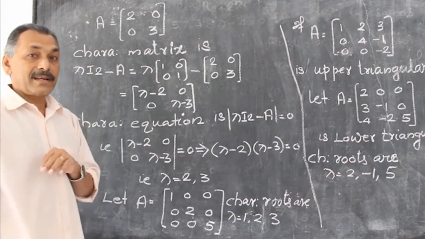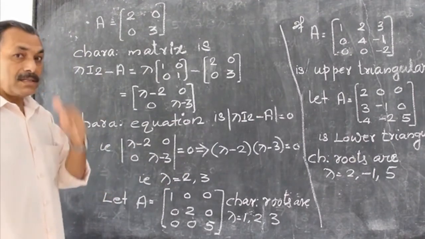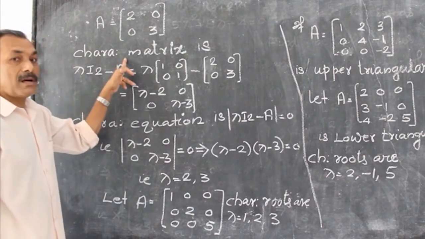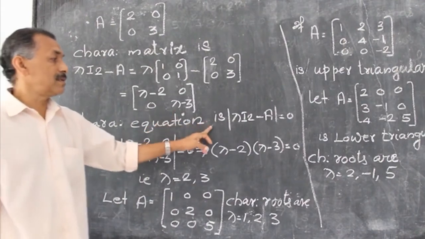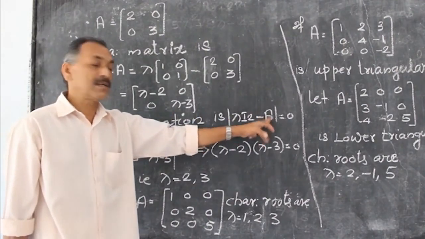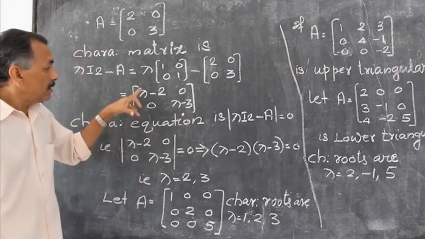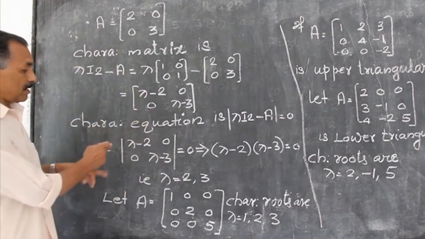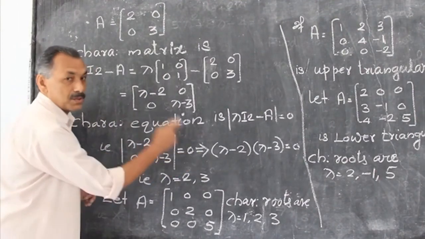Then what is the characteristic polynomial and characteristic equation? The characteristic equation is the determinant of lambda I minus A equal to 0. That is, the determinant of lambda I2 minus A is equal to 0. That is, the determinant of lambda minus 2, 0, 0, lambda minus 3 is equal to 0.